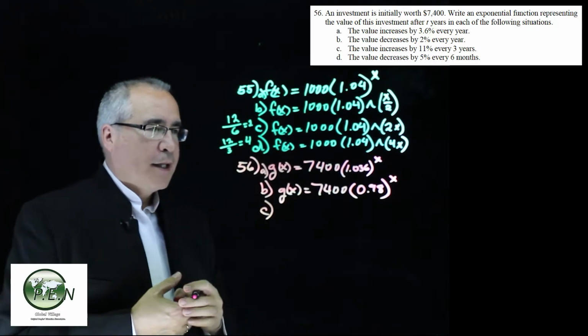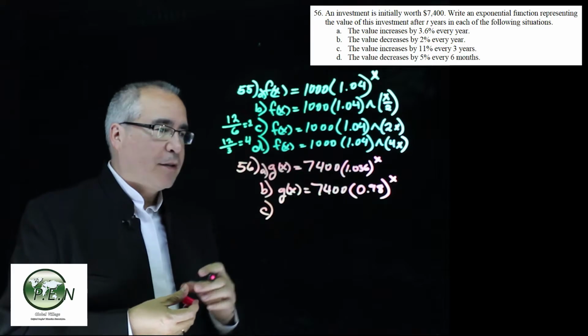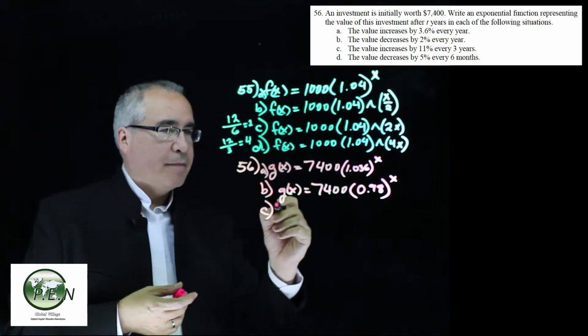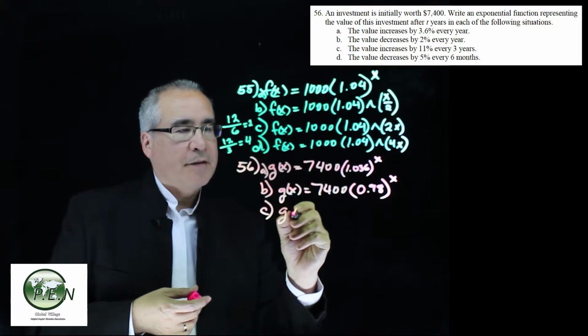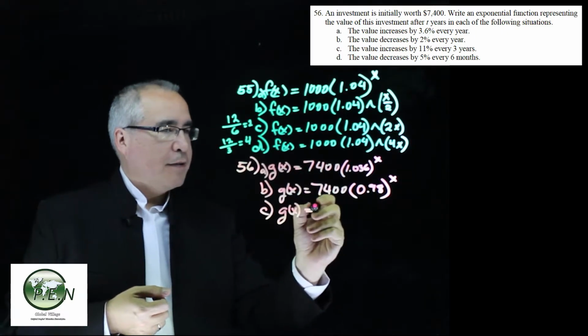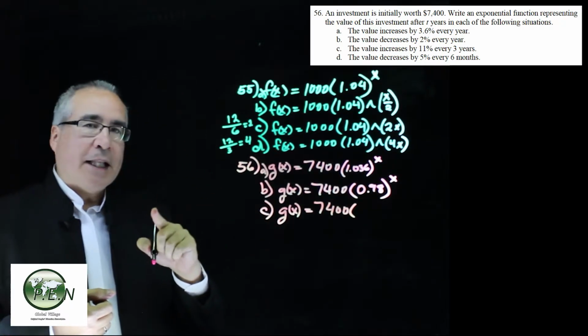So you have to, and we'll see that in the next couple chapters about looking at investments, what to look for, taking a risk, all that kind of stuff. G of X is now still 7,400, but it's going to increase by 11%.